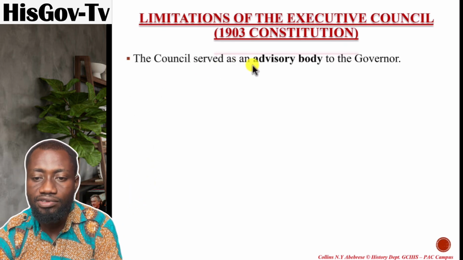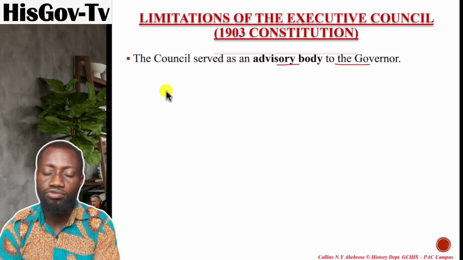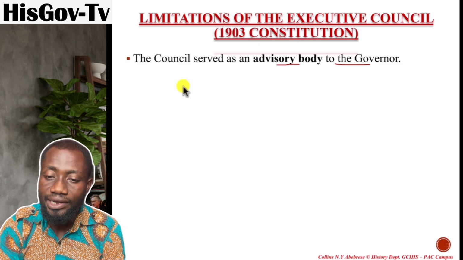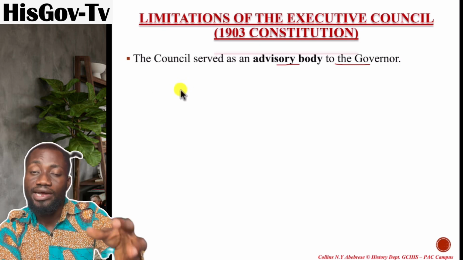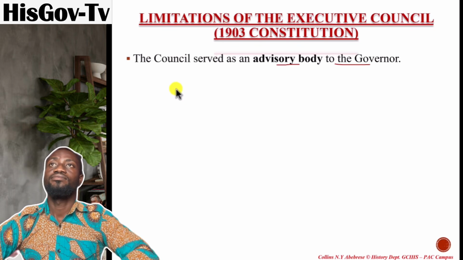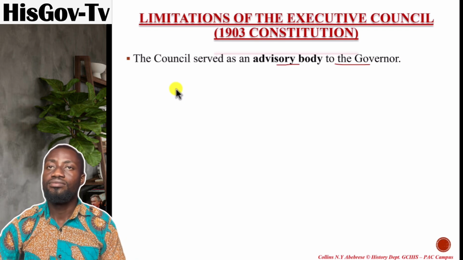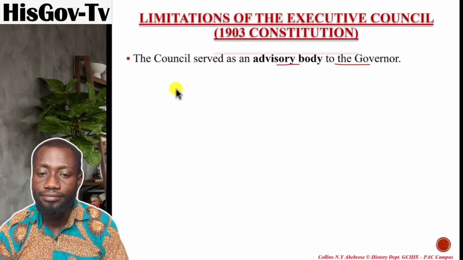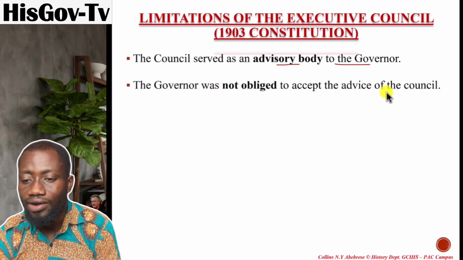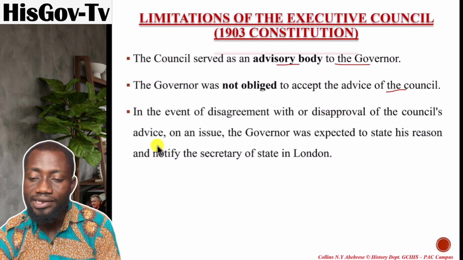The first one is that the council served as an advisory body to the governor, which means that the council could not impose on the governor. The governor had the right to either accept or not accept the advice of the council, which means that the governor had veto power. When we talk of veto power, he could do anything that he liked. If he alone decides he doesn't want this to be done, it will not be done. And that is what we term veto power. Now, the governor was not obliged to accept the advice of the council, as I have already said. And this is a limitation, a weakness.